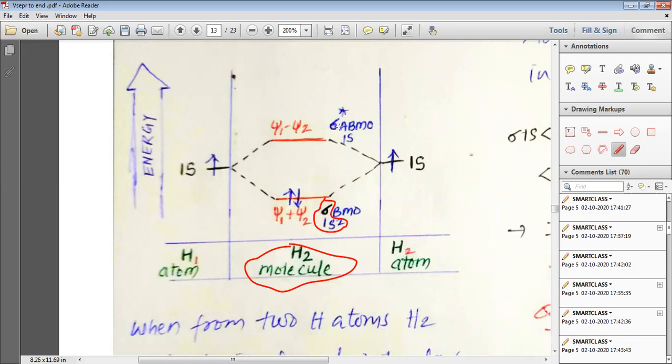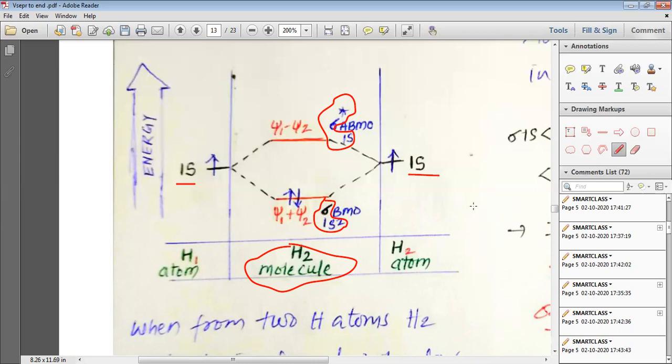But sigma star 1s, you can see here, is an antibonding molecular orbital which has higher energy than both these 1s orbitals. It is also formed when there is a subtraction between the two wave functions psi 1 and psi 2. And due to this subtraction, my dear students, we can easily understand that the newly formed antibonding molecular orbital has higher energy as compared to these two 1s orbitals.